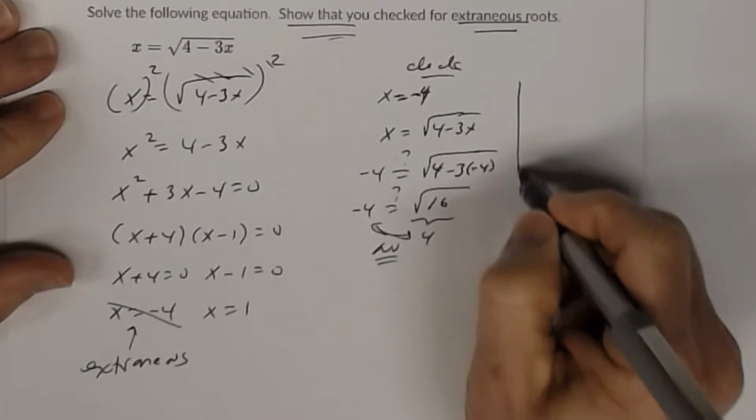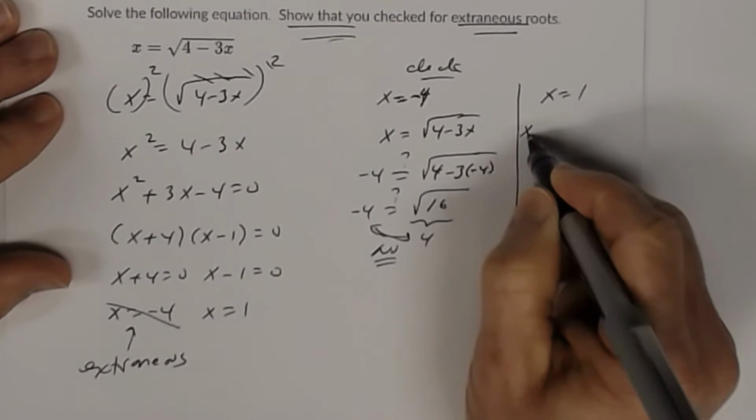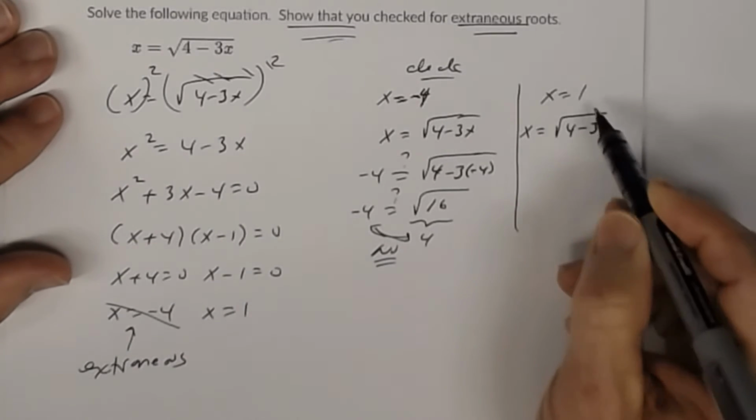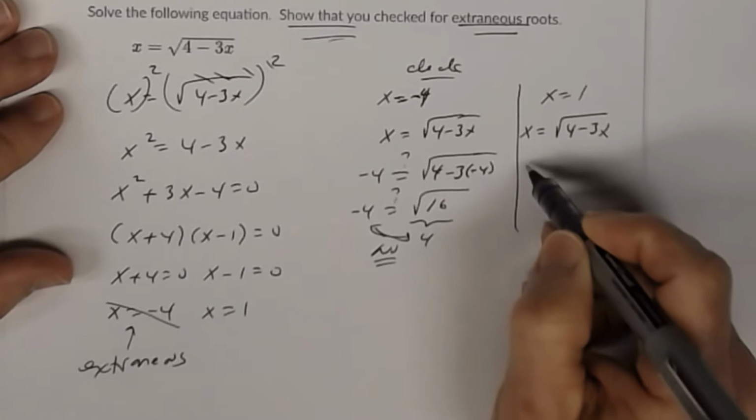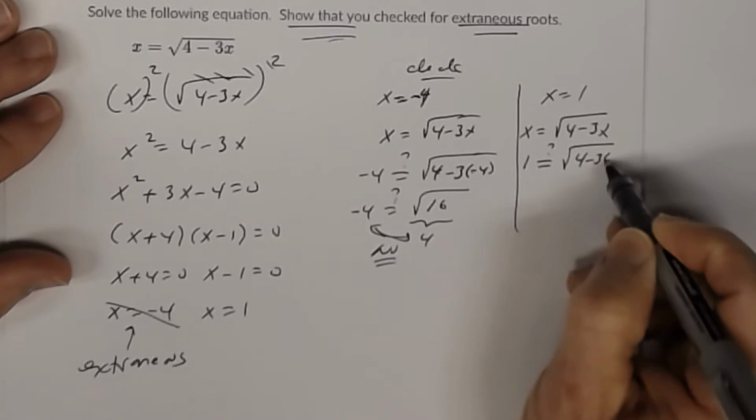So now let's check x equal 1. So again, go back to the original, which is x equals the square root of 4 minus 3x. And where we see the variable x, you're going to substitute 1. So you want to see if 1 equals the square root of 4 minus 3 times 1.